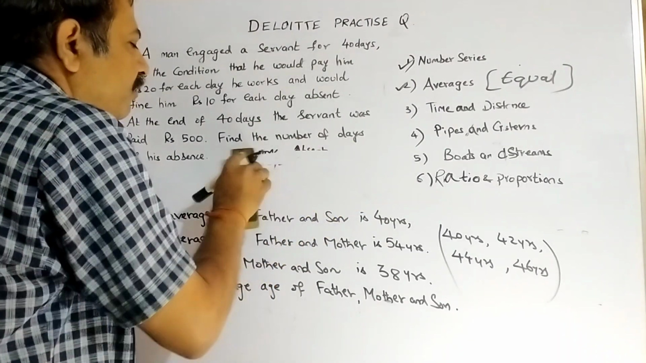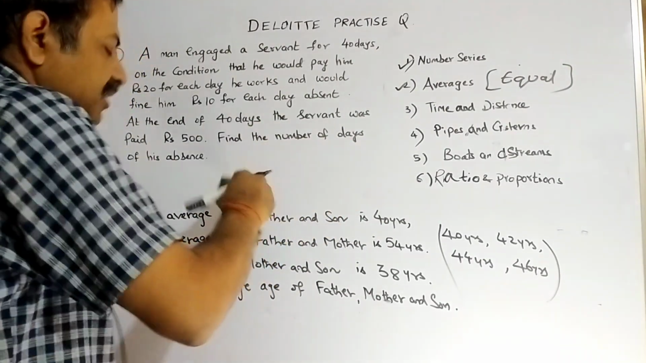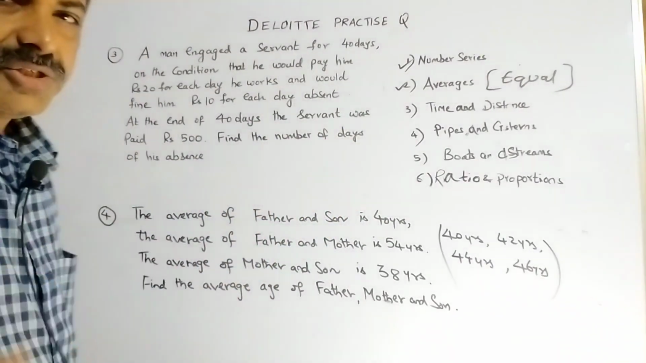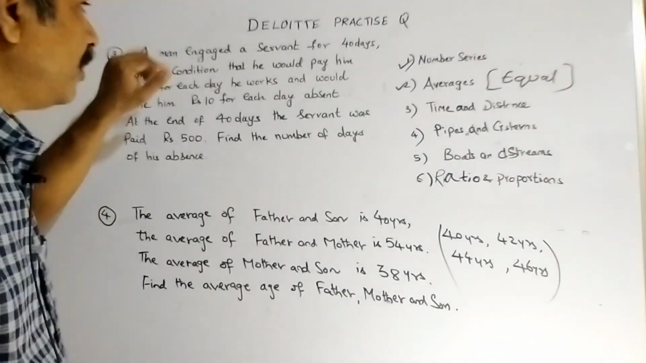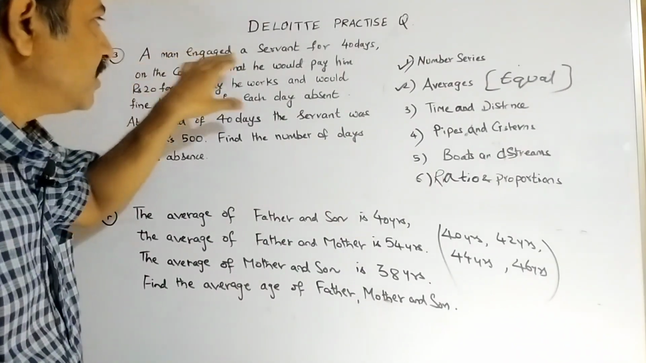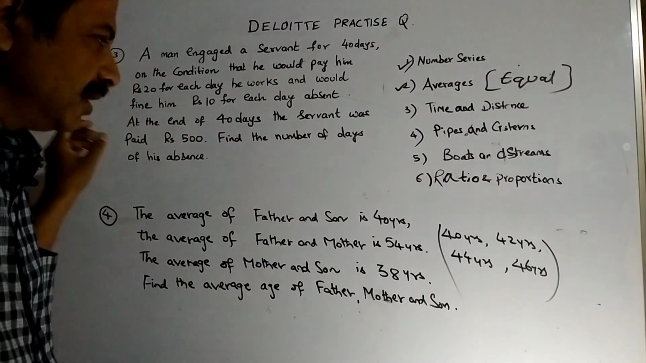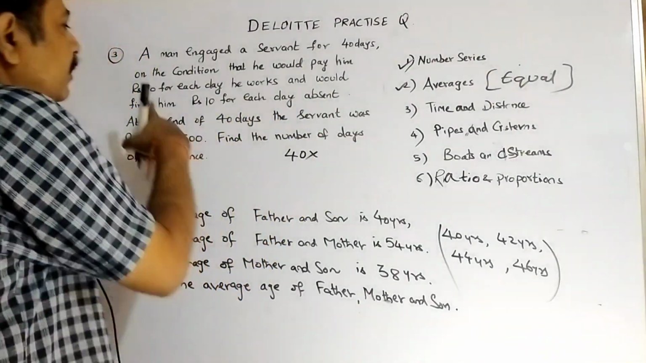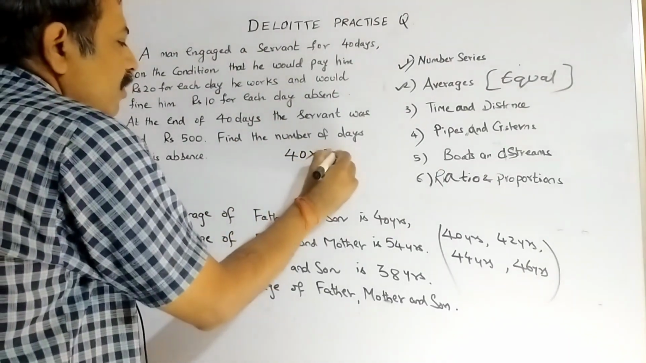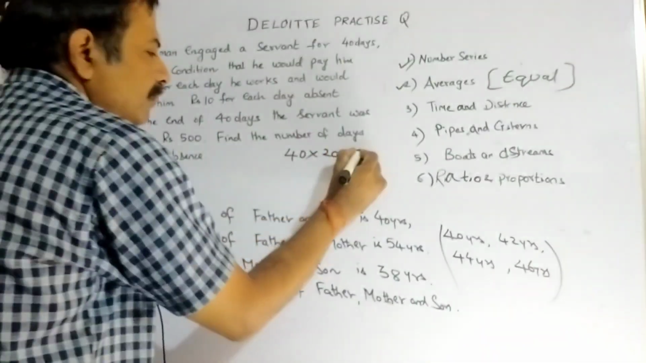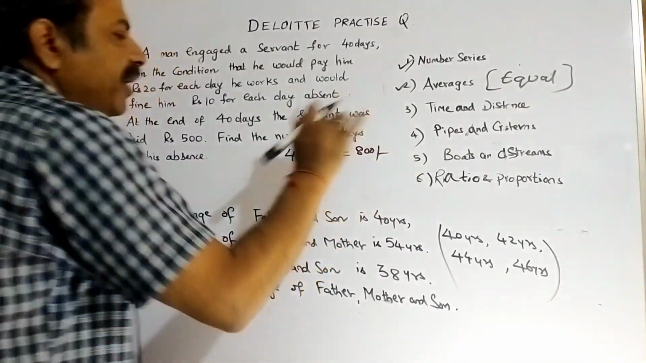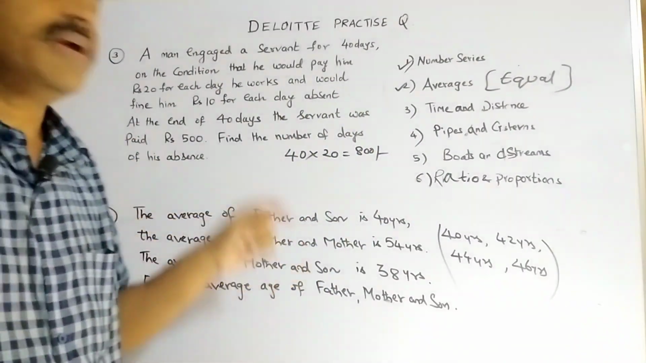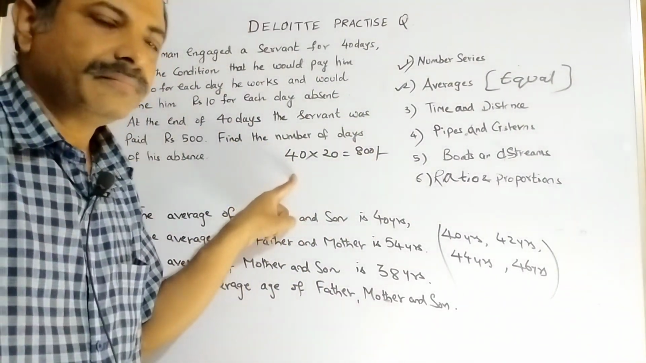In this type of question, how to solve easily, dear students, I am telling in a very tricky method. Think that a person is working for 40 days. Suppose you are working for 40 full days. How much do you get? 20 rupees per day. So 40 into 20 is 800 rupees you are going to get for 40 days, if you work all 40 days.